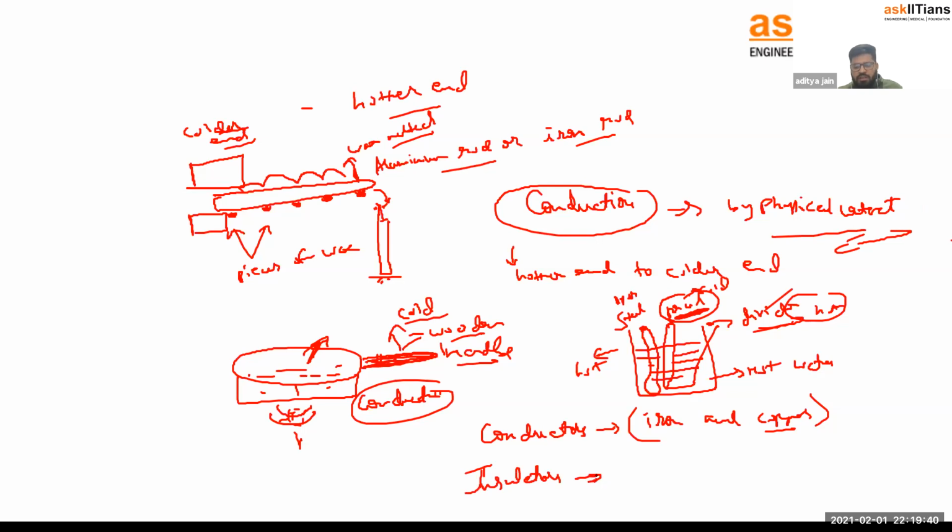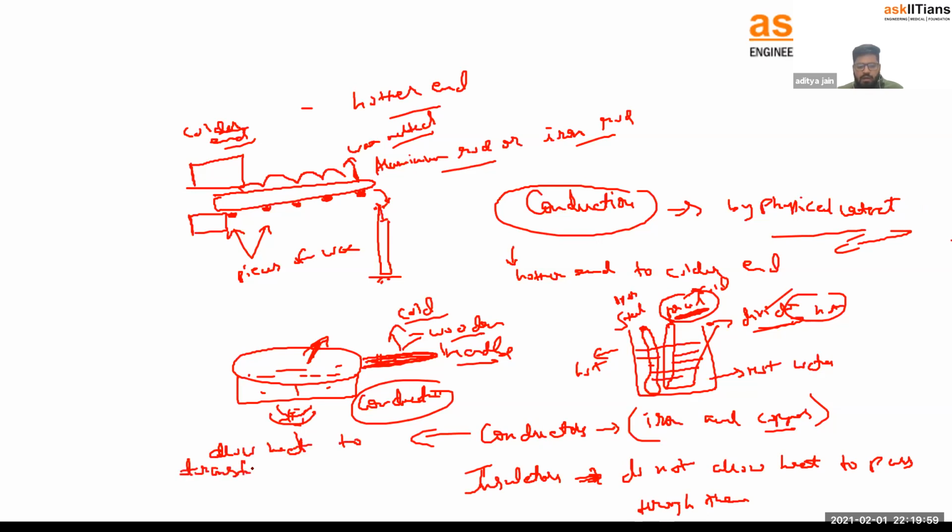So insulators are those materials which do not allow heat to pass through them. And conductors allow heat to transfer through them. We have given examples of conductors as iron and copper. What are examples of insulators? Examples of insulators can be wood and rubber. These are the basic examples of insulators.